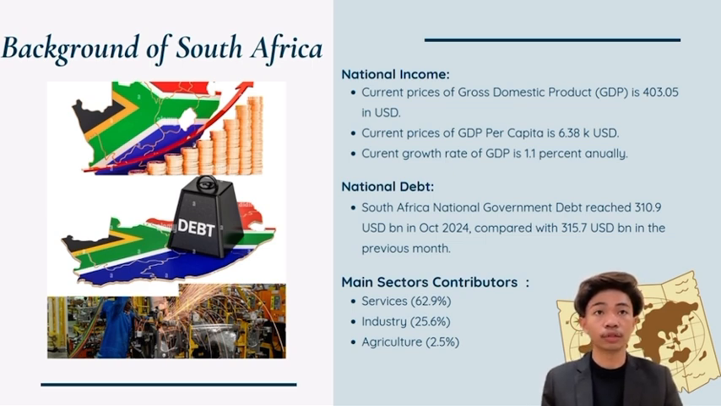There are three main sector contributors in South Africa. First is services, which is 62.9%. The best services that South Africa can give is from their tourism sector. Next is industry, which is 35.6%. South Africa has a big industry of mining and metallurgy. And last but not least is agriculture, which is 2.5%. According to the FEFSTAT, South Africa is one of the world's largest producers of agricultural produce.